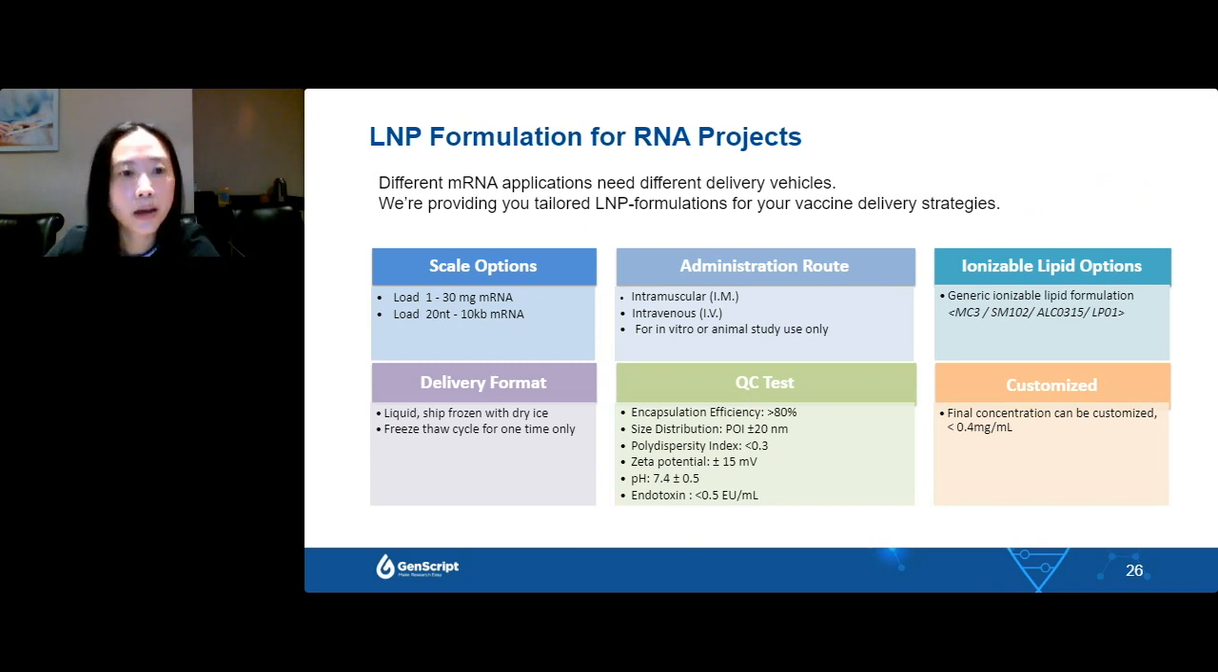Next is the LNP formulation for RNA projects. Different mRNA applications need different delivery vehicles, and GenScript is providing you tailored LNP formulations for your vaccine delivery strategies. Also here are listed some options for different parameters.